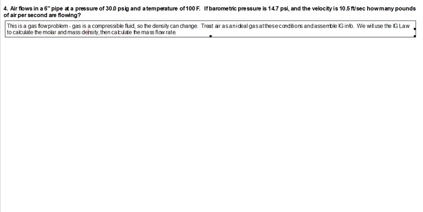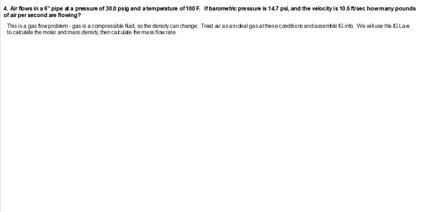And the important thing to note is that since we're dealing with air, this is not an incompressible fluid, right? This is a gas flow. Gas is a compressible fluid, so the density can change. And so we are going to treat air as an ideal gas at these conditions since we're at low pressure and reasonable temperature. We'll use ideal gas to calculate the molar and mass density, and then we will calculate the mass flow rate. And so we need to get some ideal gas equation information assembled first.